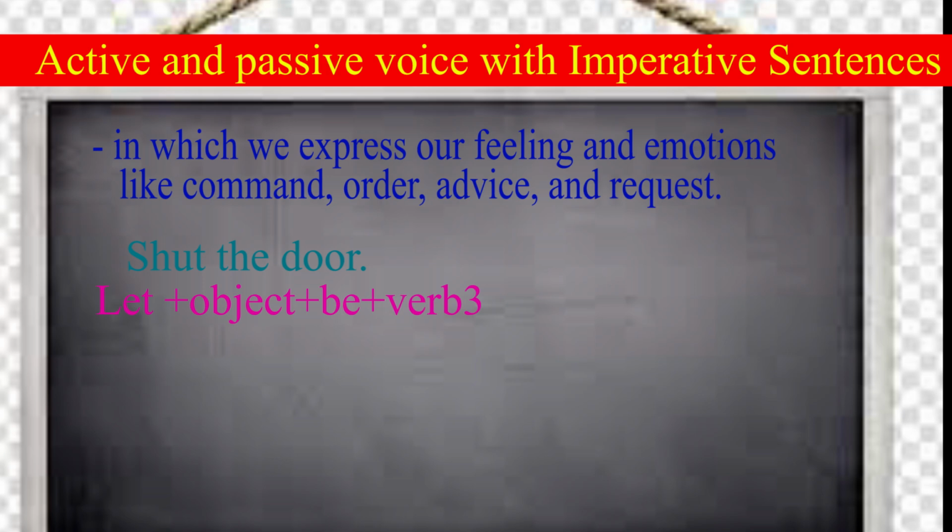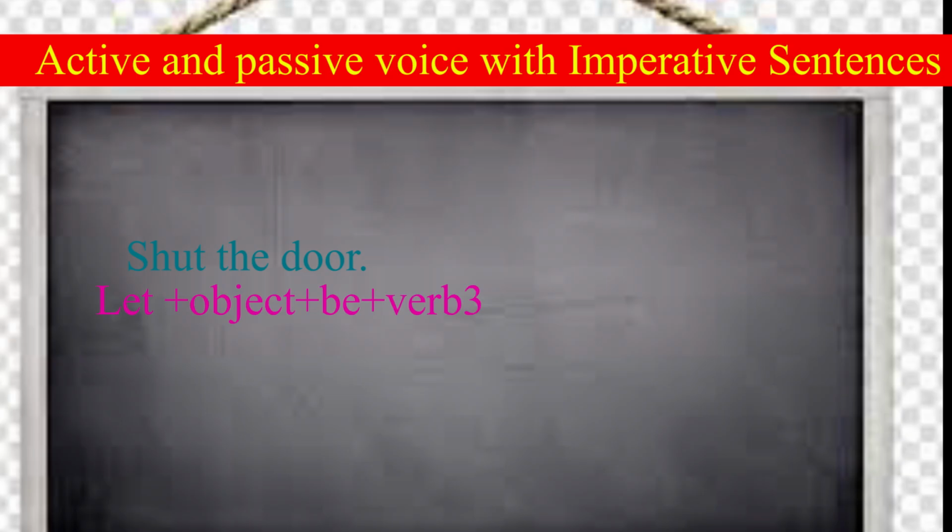Shut the door. In the passive voice, the object is the door, so let the door, then be, then the V3 or the third form, shut. So: let the door be shut. Let the door be shut. Shut the door is active voice, and let the door be shut is passive voice.